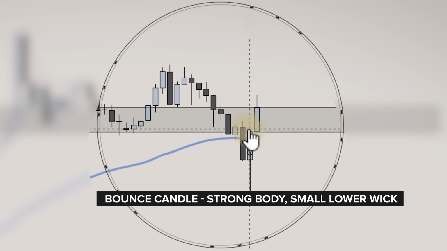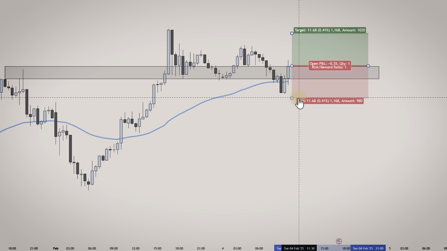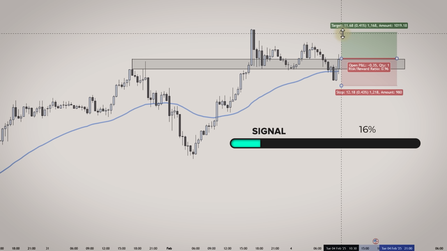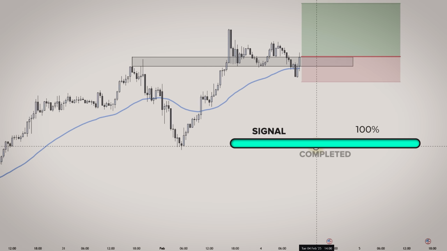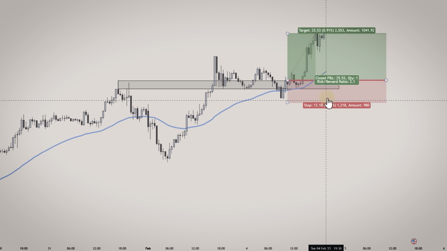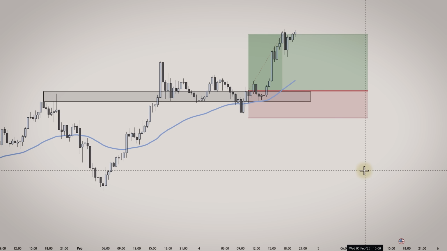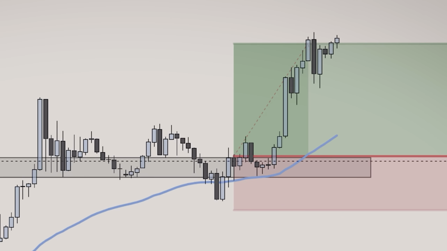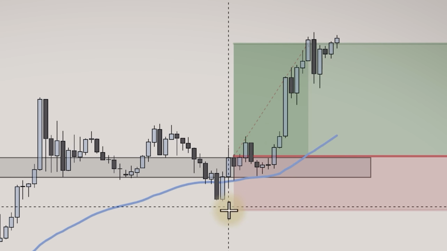Look at that bounce candle. Strong body, small lower wick. The market is showing respect for this zone. Entry comes on the next candle after we get confirmation. This is what happens when multiple support factors align. The probability of success goes way up. The institutions see the same confluence you see. They're placing orders in the same area. These perfect confluence trades don't come every hour, but when they do, they tend to work beautifully.